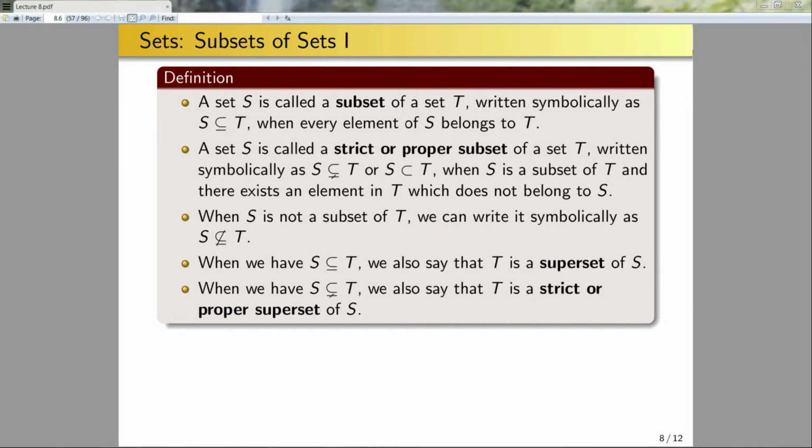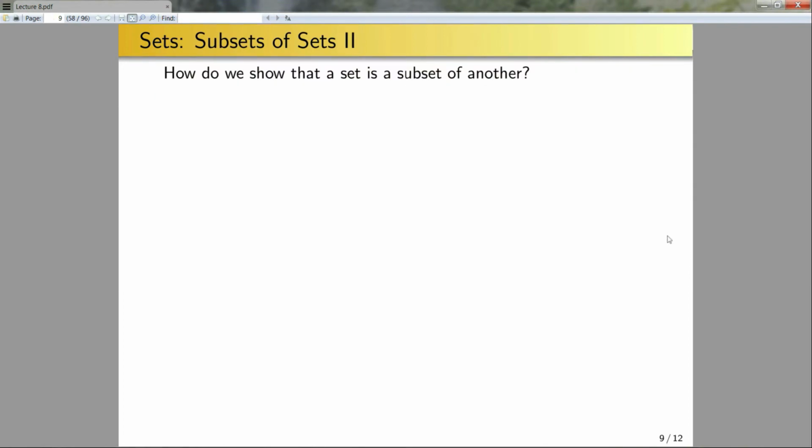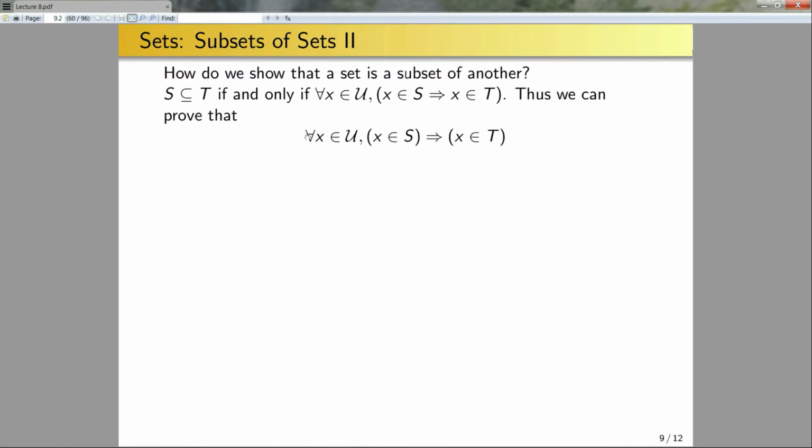So this is a lot of notation and definitions to think about. Let's unpack this definition and ask, how can I show whether or not some set is a subset of another? S is a subset of T if and only if, for all x in the universal set or the set of discourse, x is in S implies x is in T. Thus, if I want to show that S is a subset of T, I can simply prove that this statement here is true.